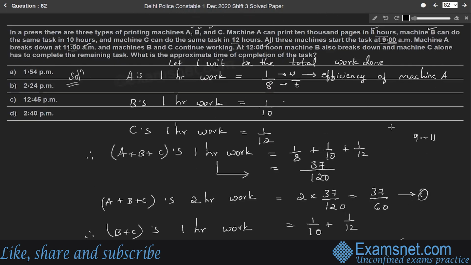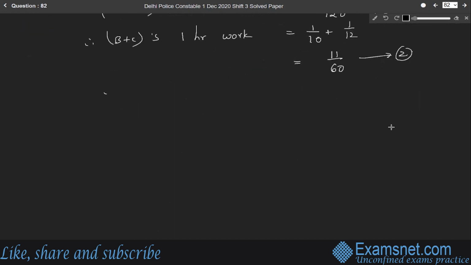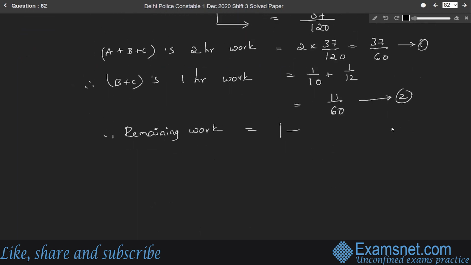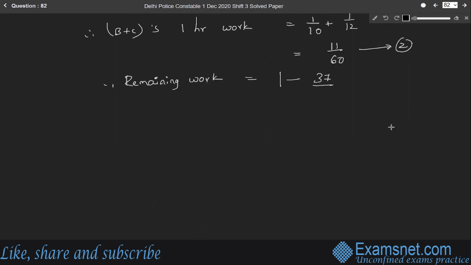So what is the remaining work? C alone has to complete the remaining work. The remaining work is equal to the total work, which we have taken as 1 unit, minus the work done by A, B and C for 2 hours, 37 by 60, minus the work done by B and C for 1 hour, 11 by 60. That is 60 minus 37 minus 11 by 60, which is 12 by 60, or 1 by 5. So the remaining work to be done by C is 1 by 5.